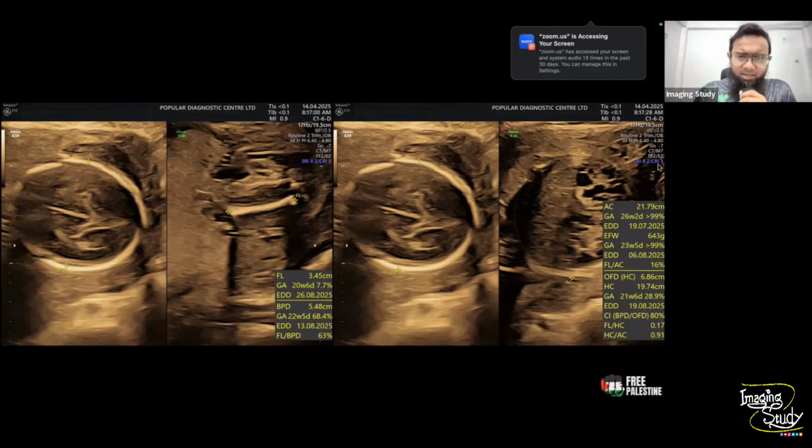So let's look at the image. Femur length shows 21, 22. Abdominal circumference looks quite unusual. It's 26, and some abnormality is present here.